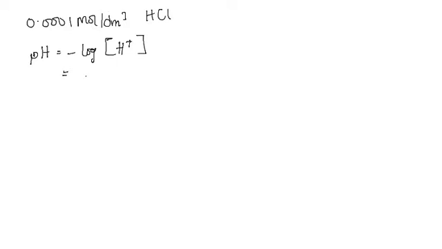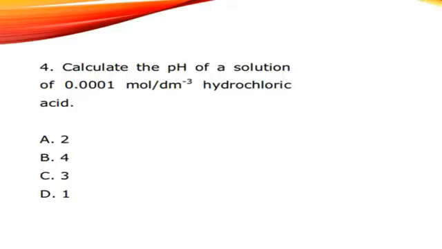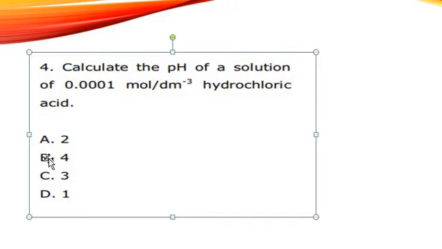So to calculate the pH, we'll say minus log of 0.0001. This will translate to minus log of 10 raised to the power of minus 4. As you can take this minus 4 outward, this minus 4 multiplied by the negative sign here will give you positive 4. So it will be 4 log 10. Since this is log 10 to base 10, it will turn to 1. So we'll have 4 times 1 giving 4. From our options, we have B to be 4, so your answer here is B.